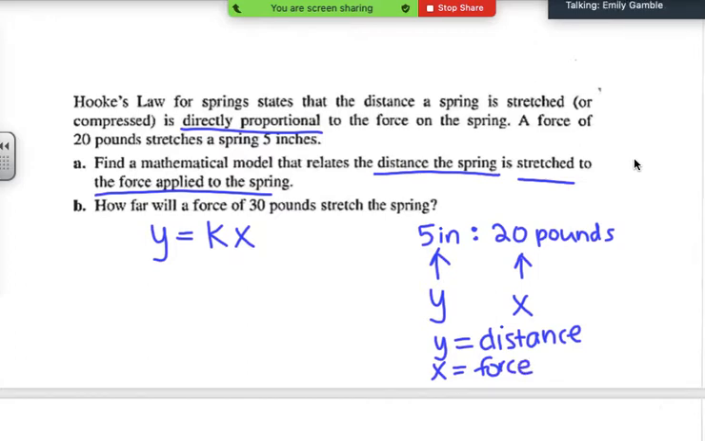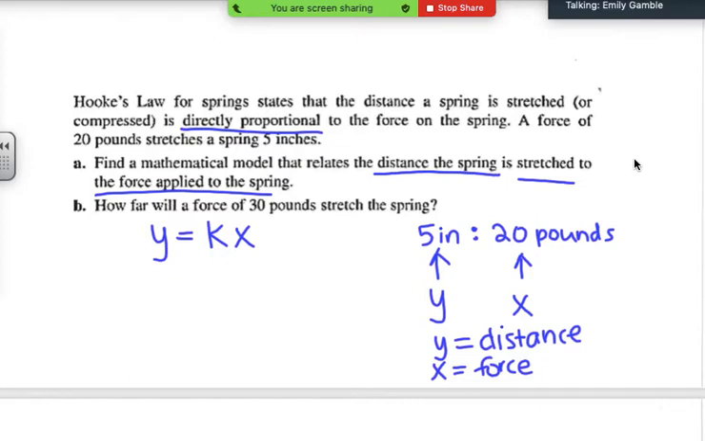We have to pull it out from the problem, which I think is the hardest part in this problem, is figuring out what x and what y is. But as you think about it, it does make sense. Like if you're putting force on a spring, the distance it stretches depends on the force. Vice versa wouldn't make sense. The force doesn't depend on the distance. So that does make sense once you really think about it.